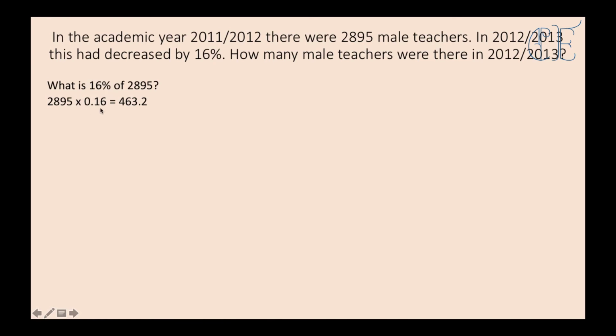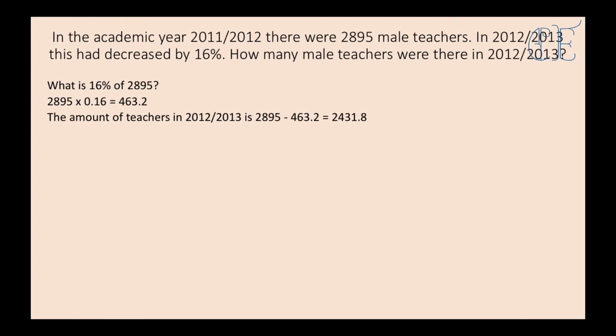Percentages and decimals are really easy. Most of the time you just put a 0 point in front of it. That gave me 463.2. So that is the 16% decrease. That is not how many teachers there are. We now need to do the subtraction because it's a decrease. There will always be a subtraction to do. So if you miss a subtraction, you've probably made a mistake in a percentage decrease question.